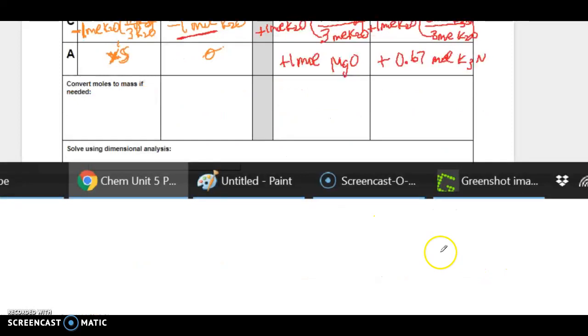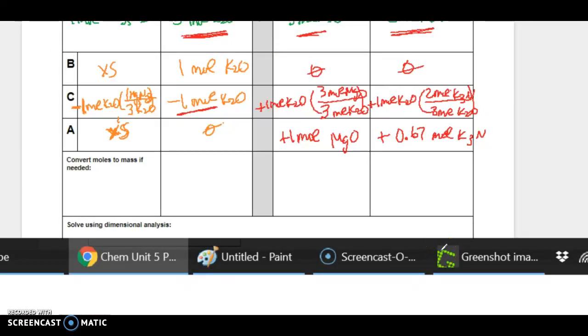Oops, I'm going to run out of space there. Maybe I can just do it down there. Okay? All right, now convert mass to moles if needed, because it asks for what mass of magnesium oxide will be produced, okay? But I don't know that. I only know that I'm getting a mole of magnesium oxide. All right, so that's what I'm going to start with, 1 mole of magnesium oxide.